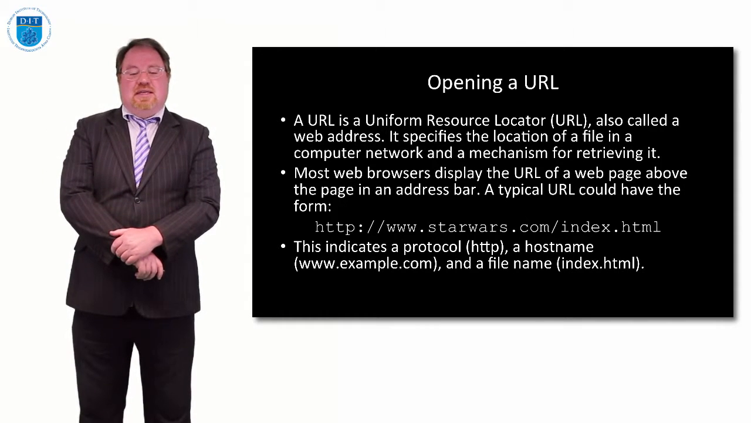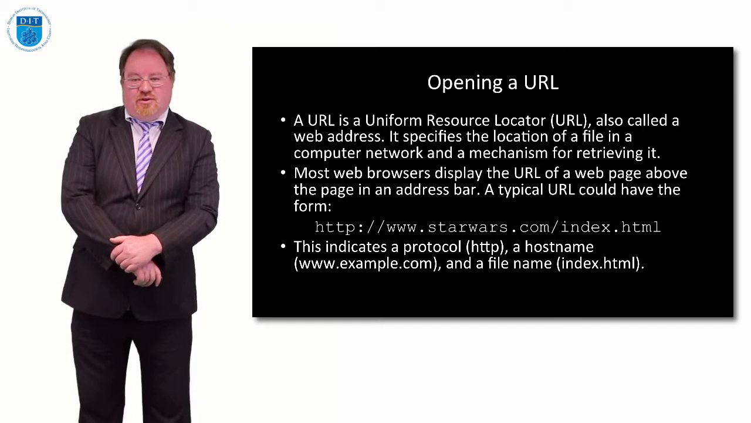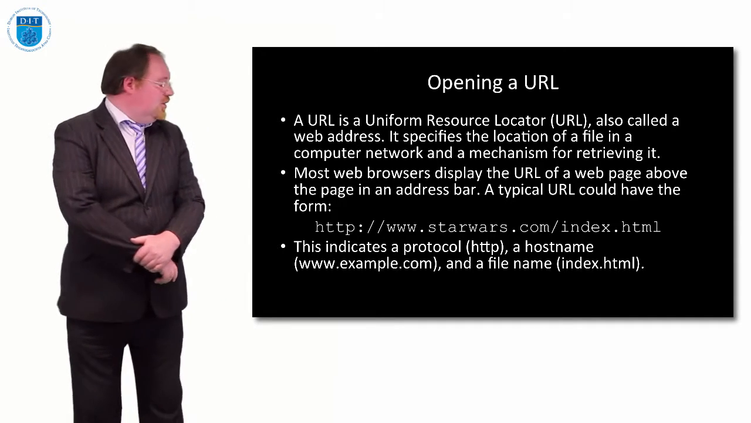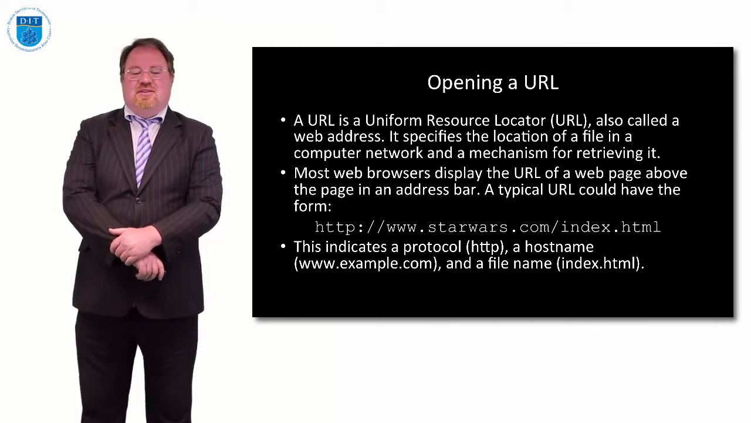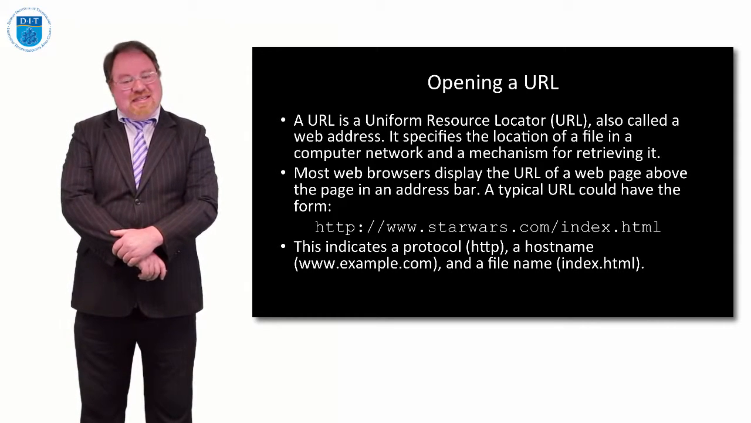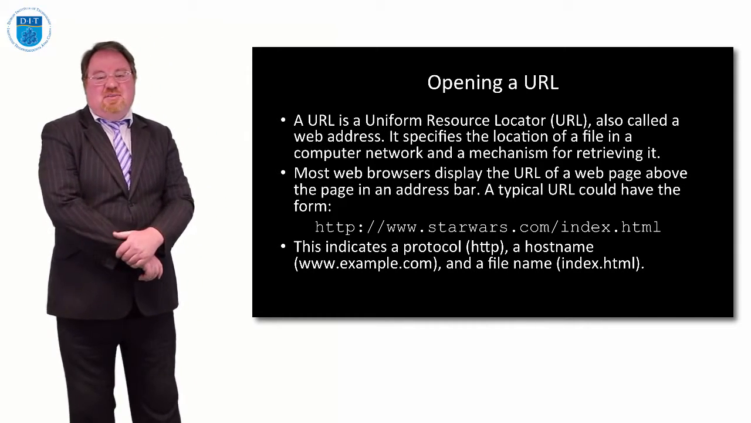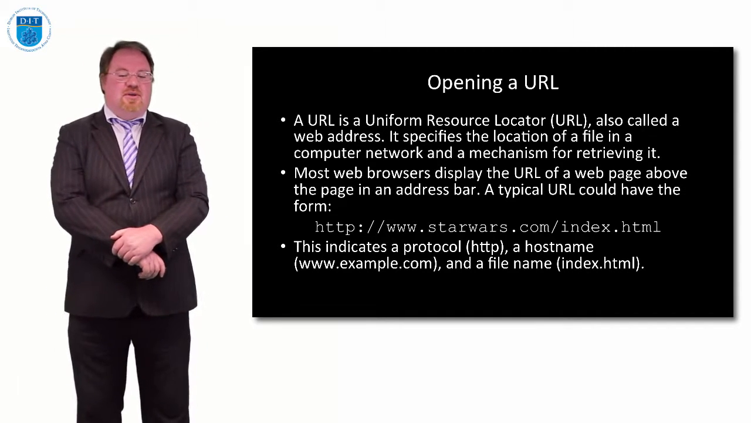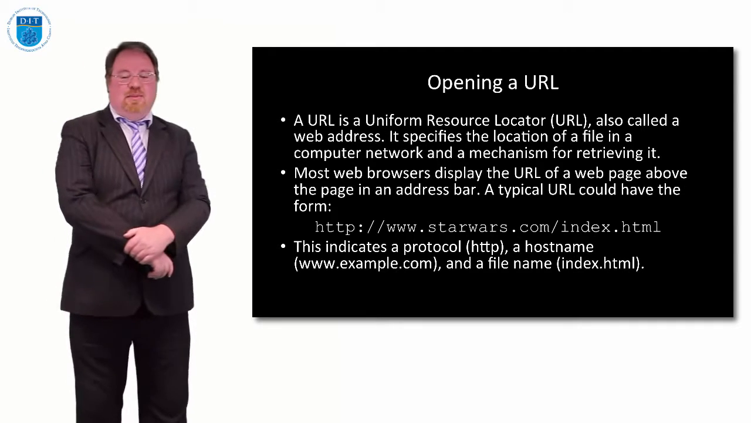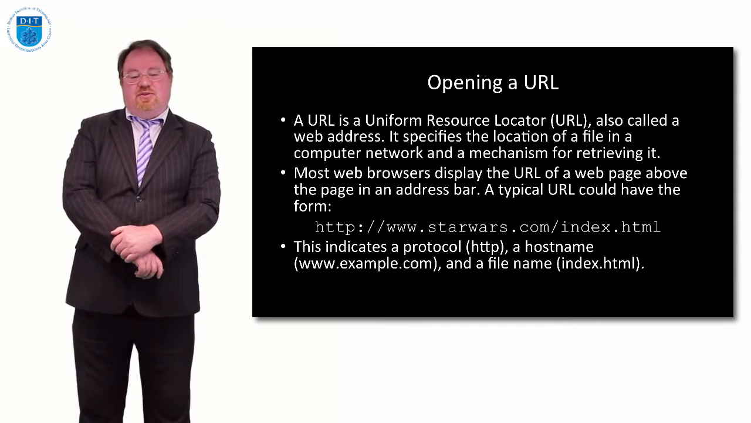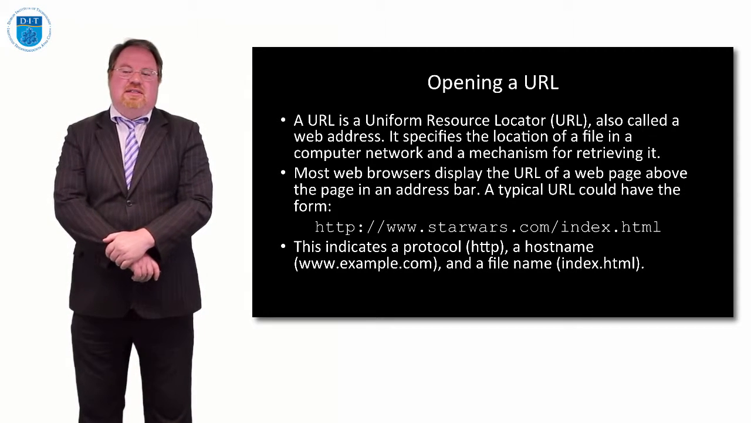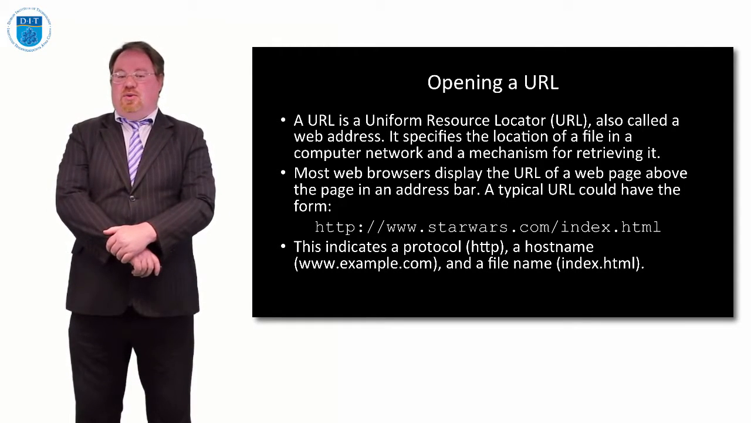starwars.com/index.html, there's the HTTP bit, which is the protocol. Typically most pages are HTTP as protocol, although some sites are secure sites, so you might see HTTPS, and some are FTP. We have a host name, in this case www.starwars.com, and then we have a file name, which in this case is index.html. So there's three parts: the protocol, the host name, and the file name, and that's the 3 bits of a URL.